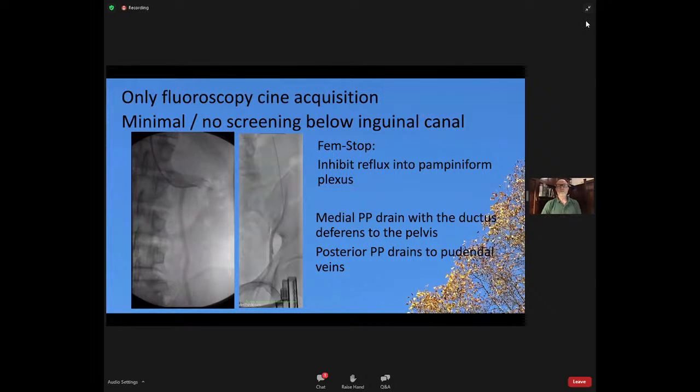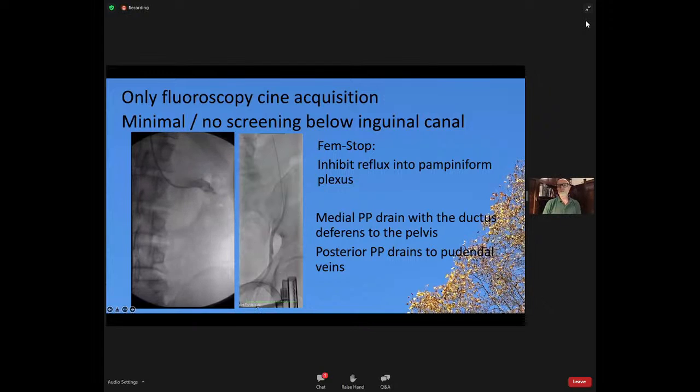And so this is what you'd expect to see, as I'm sure many of you have, with our 5 French MPA catheter from a jugular approach in real time, showing gross reflux down that spermatic vein. And we'll put our MPA catheter to the distal third of the spermatic vein. The reason we put that Femostop on, that's the Femostop you can see before it's inflated over the spermatic vein, is because we want to inhibit reflux into the pampiniform plexus.